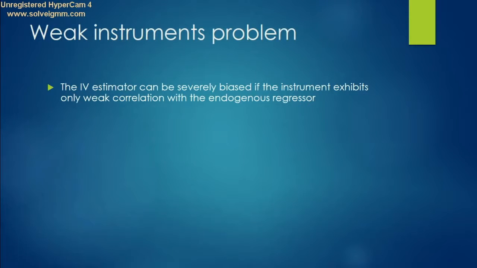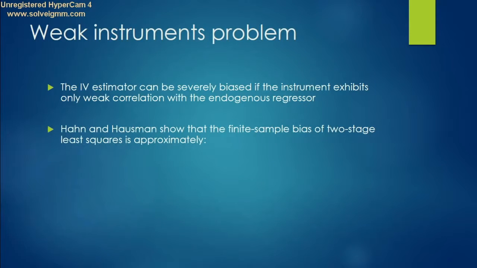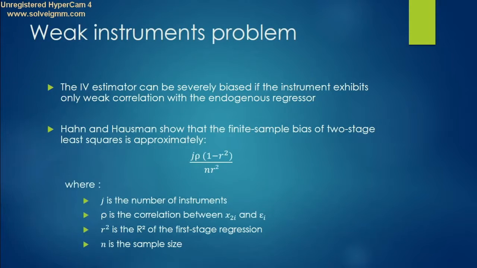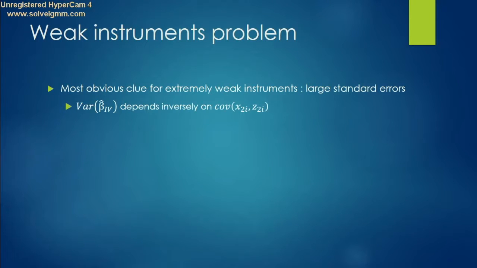A problem that needs to be addressed as part of the IV technique is the weak instruments problem. Indeed, the IV estimator can be biased if the instrument and the endogenous variable are only weakly correlated. Hahn and Hausman give an approximation of the bias of 2SLS for a finite sample, based on the number of instruments, the correlation between the endogenous variable and its instrument, the R-squared of the first stage regression, and the sample size.